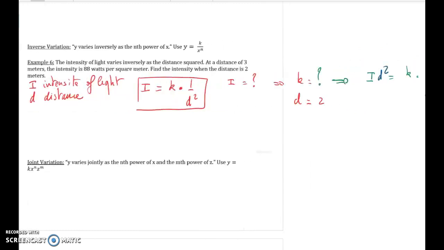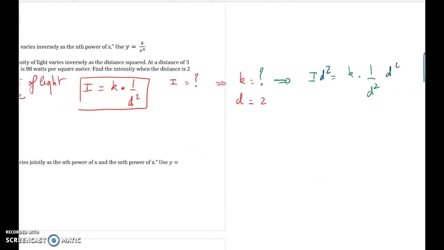I can go back to the calculation of my intensity, because now I can write that k equals 792, and therefore I can calculate the value of I, which is going to be 792 multiplied by 1 over 4, as my distance is equal to 2 meters. And so now the answer, divided by 4, is an intensity equal to 198 watts per square meter.